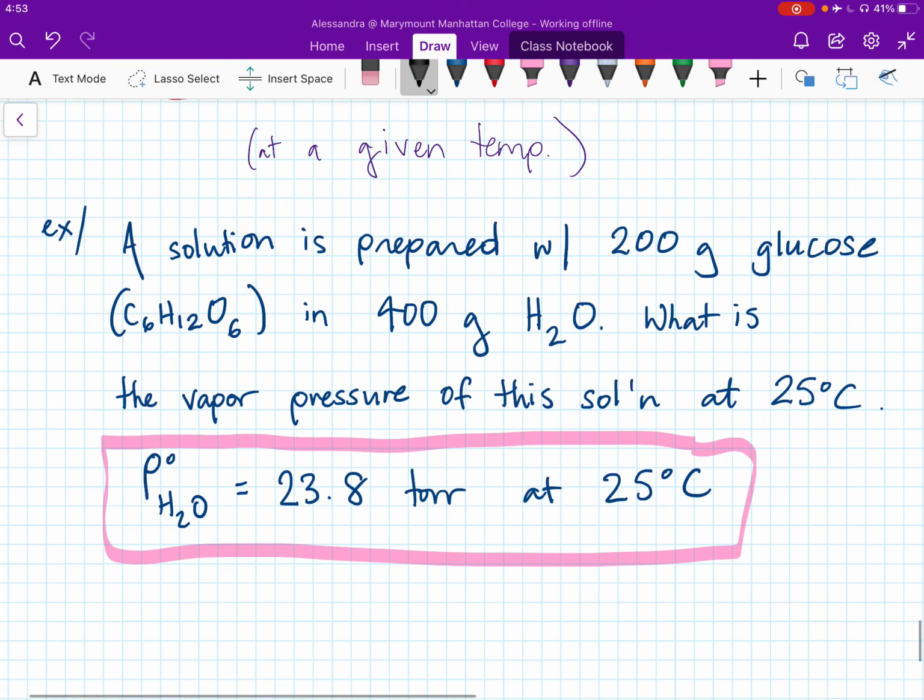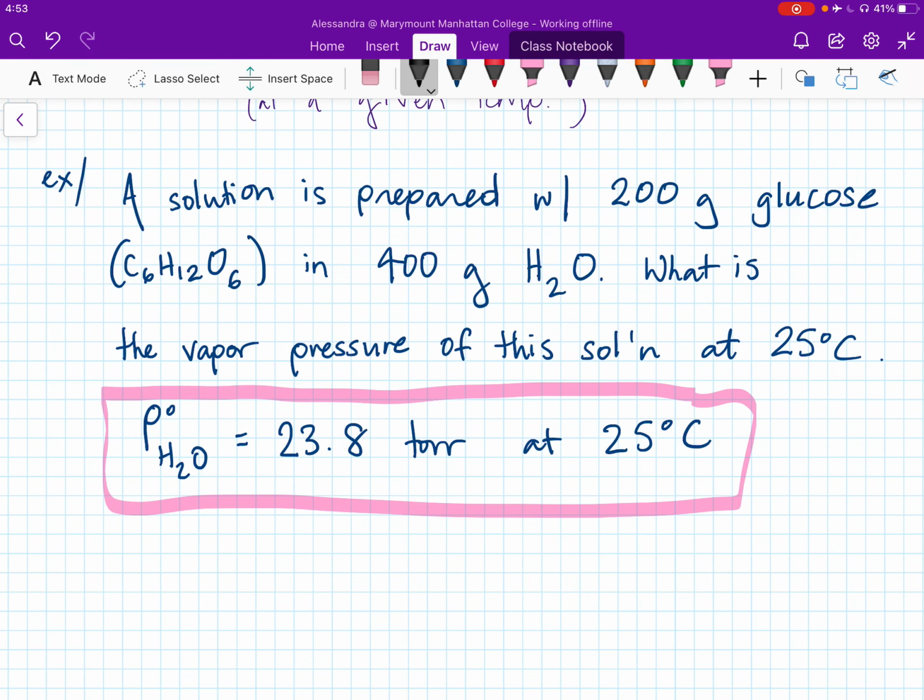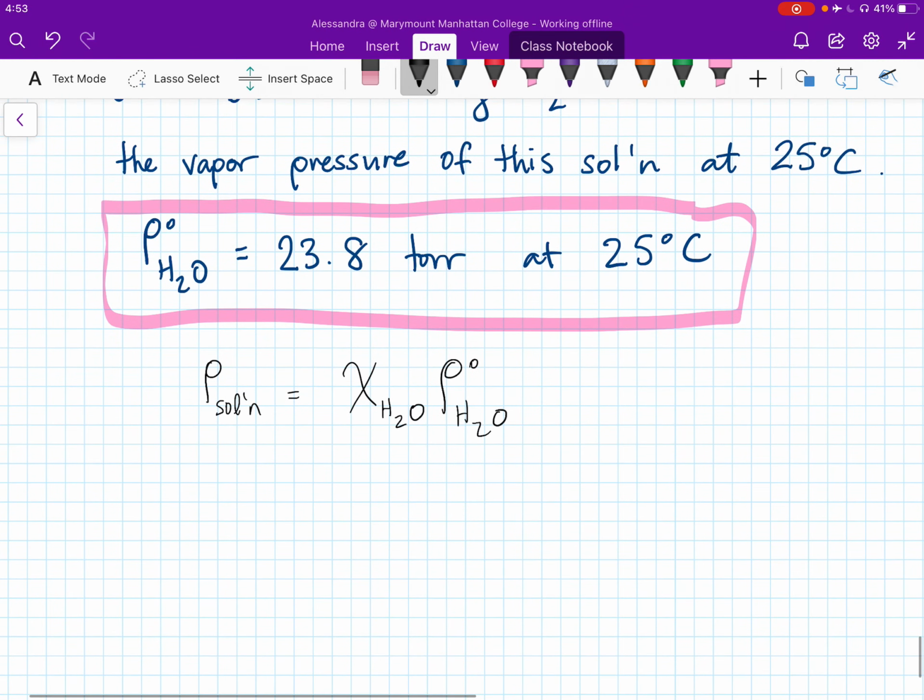So now I want to solve this problem using Raoult's law. I want to figure out what the vapor pressure of the solution is by taking the mole fraction of the solvent. Now here, I have to be careful. The solvent is the water. So I want the mole fraction of the water multiplied by the vapor pressure of the pure water. I'm given the vapor pressure of the pure water. What I need to do now is figure out what the mole fraction of water is. The mole fraction of any component is the number of moles of that component over the total number of moles in the mixture.